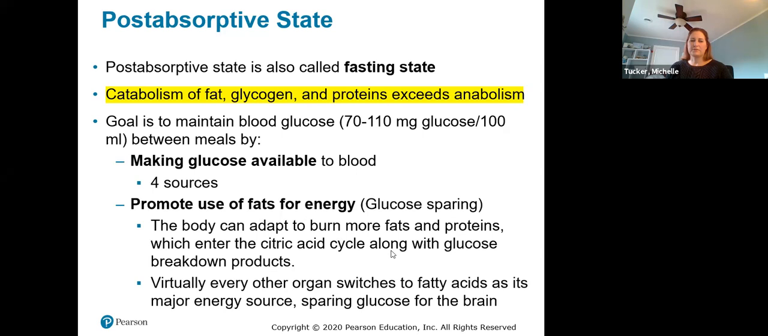We're going to talk about hormonal control, we'll talk about glucagon, but a lot of what happens here is because we don't have insulin. So a lot of the post-absorptive state is regulated by the absence of insulin.